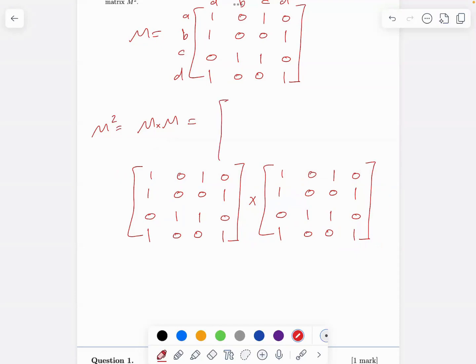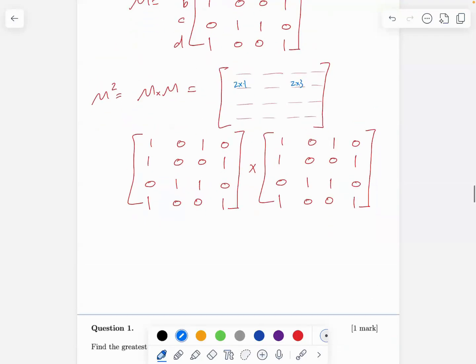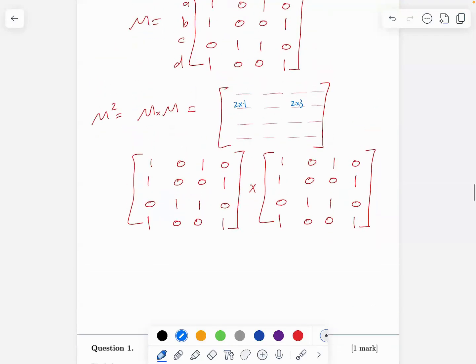So this will be 4 by 4. Okay, so what's the address of here? 2 times 3. Yeah, this one is, what's this one? For example, row number 2, column number 1. Okay, so what do I do with this one?